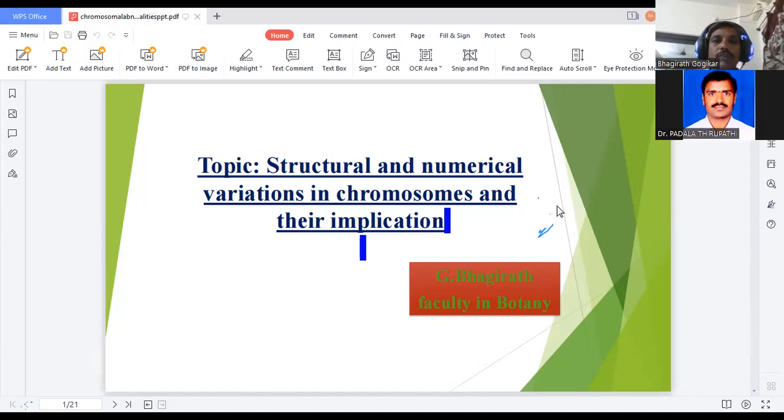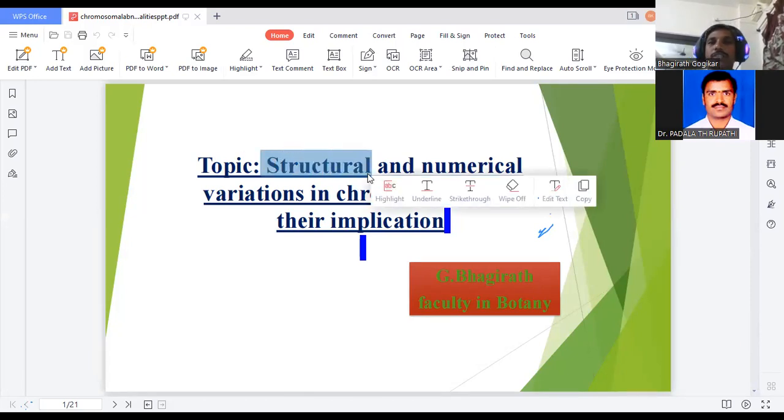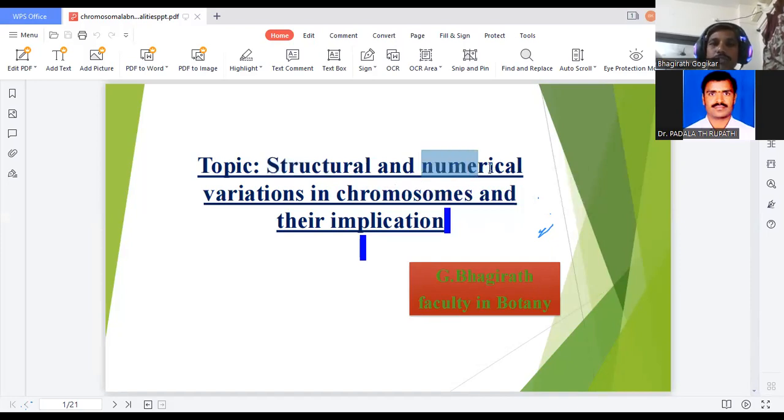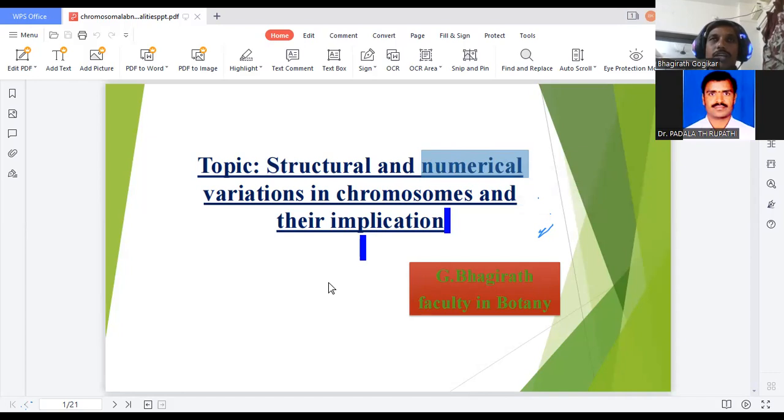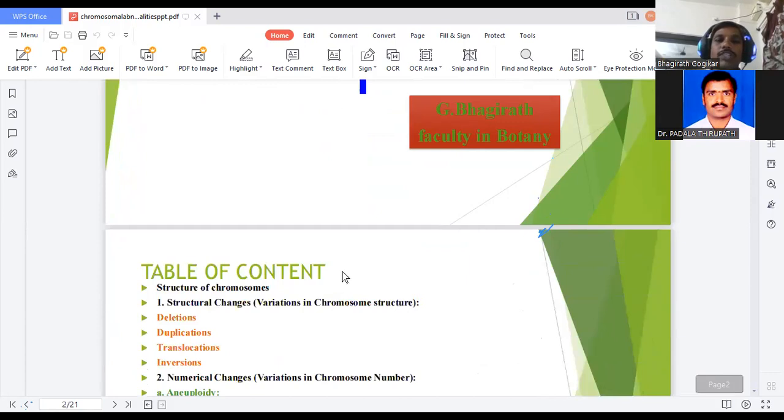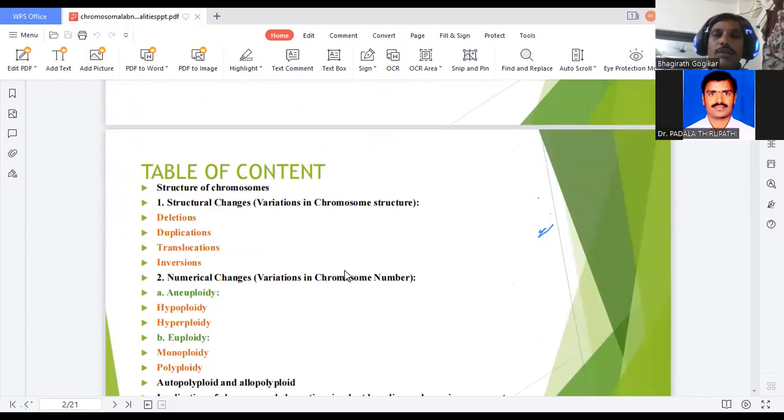So these chromosomal aberrations or chromosomal mutations are classified into two types. One is structural changes in chromosomes. Another aspect is numerical changes in the chromosomes. We will discuss both aspects of chromosomal mutations today. One kind of mutation involves visible changes in the structure of chromosomes, which involve the total number of genes, or sometimes the arrangement of the genes also changes.